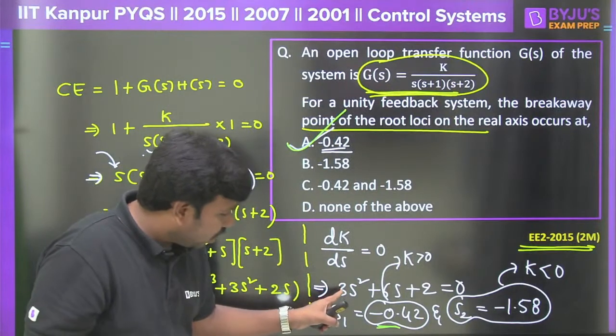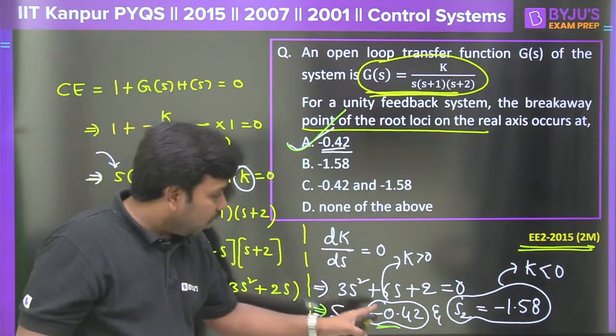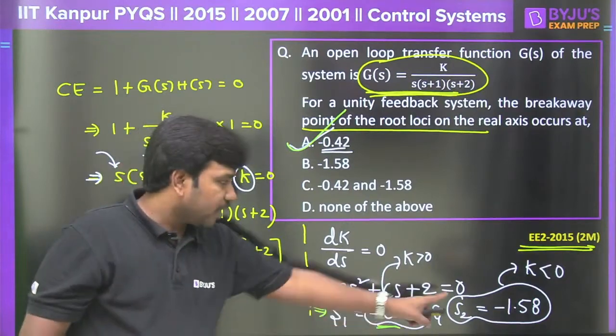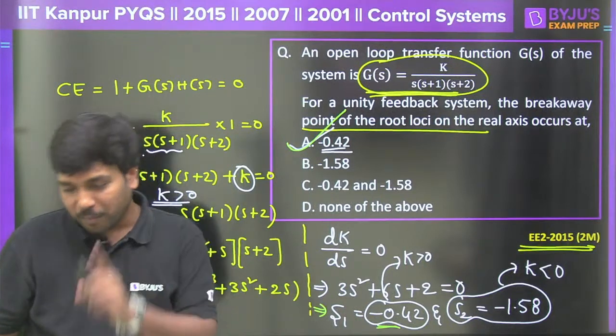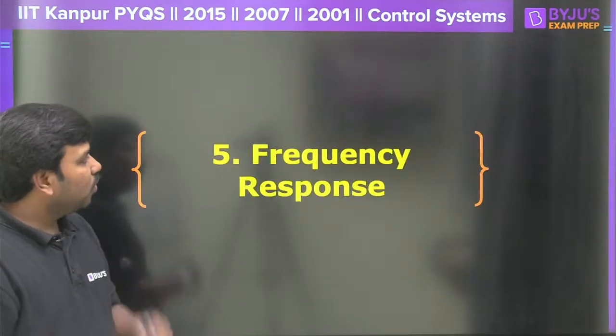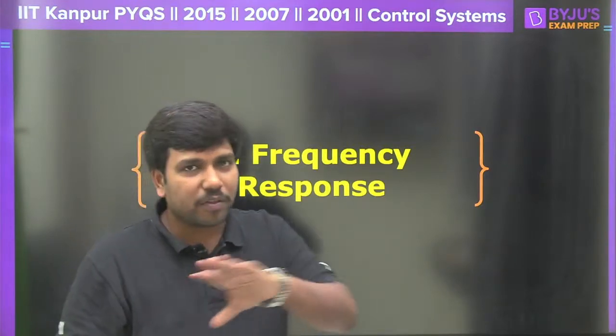Though when we solve this equation, we are getting 2 points. Out of these 2 points, only 1 point is there on the root locus. The other point will not be there on the root locus. That's why this is considered as a breakaway point. Clear?